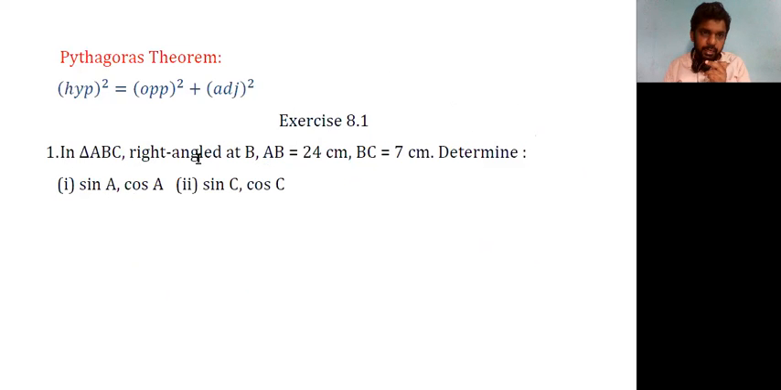In triangle ABC, right angled at B, AB is equal to 24 centimeter, BC is equal to 7 centimeter. Determine sin A, cos A, sin C, cos C.